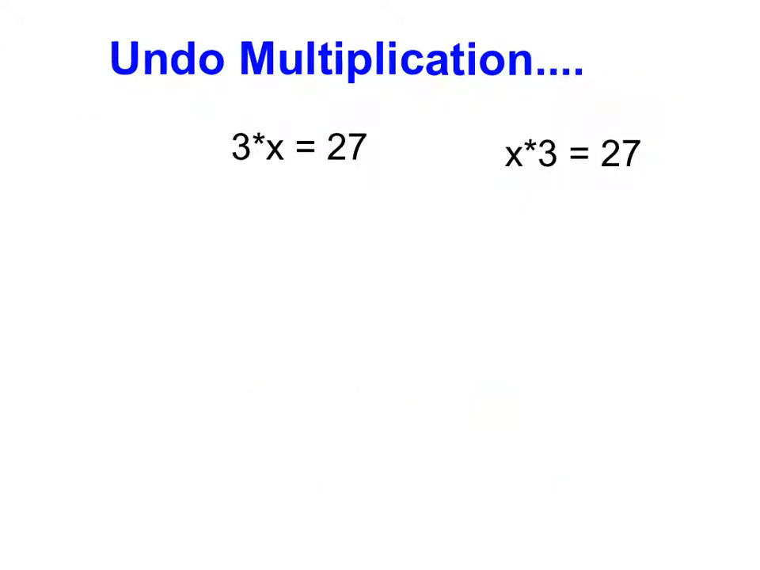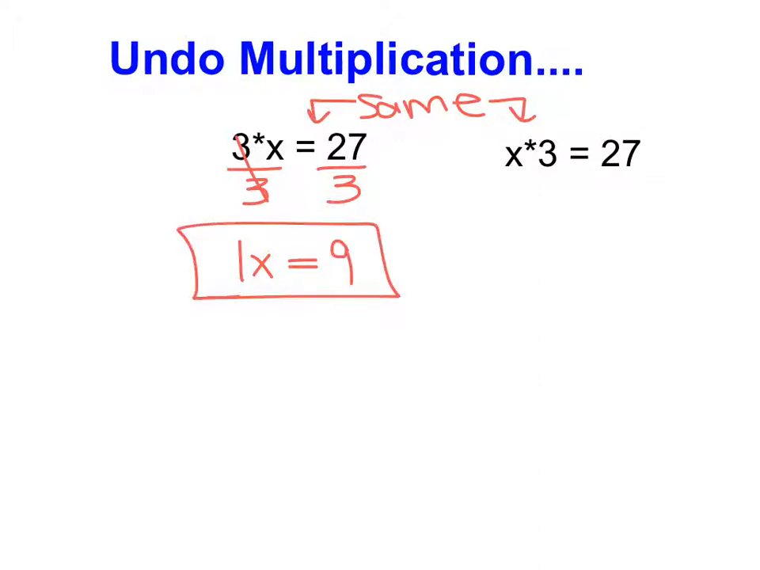So here we can see that we have an equation that contains multiplication of x and a number. So we have 3 times x equals 27 and x times 3 equals 27. And ultimately, these are again the same since multiplication can be done in either way. And the way to undo that multiplication and to get the x by itself is to use division. So here we can divide both sides by 3. So 3 divided by 3 would give us 1x, and 27 divided by 3 would give us 9. So we're able to undo multiplication using the division operation.